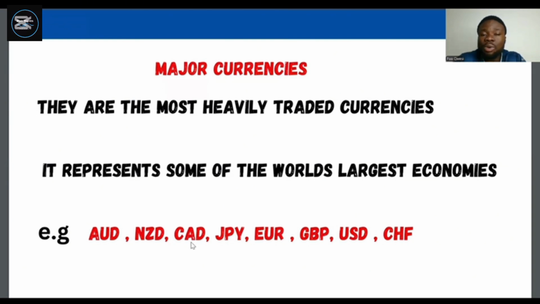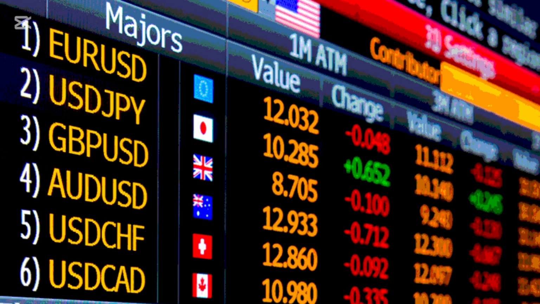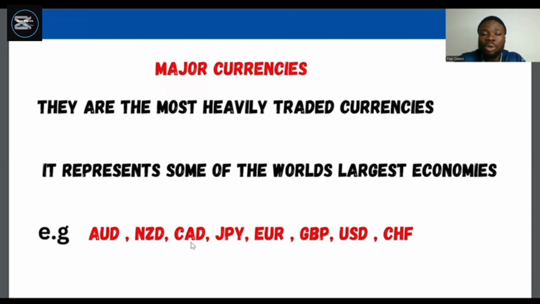So that's why they are called majors. They are called majors because they are the most traded currencies in the world. A lot of transactions happen in the world, like if someone wants to buy oil, or any commodity like gold, they normally exchange it with these currencies.